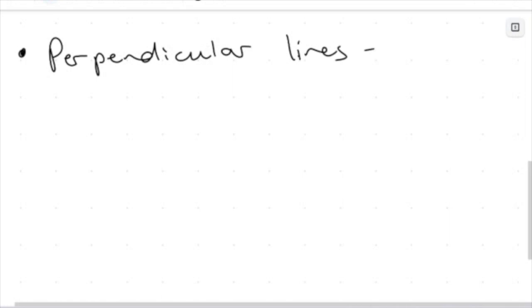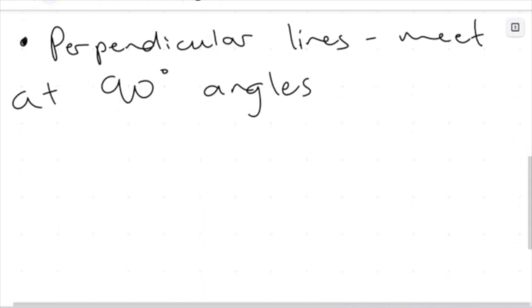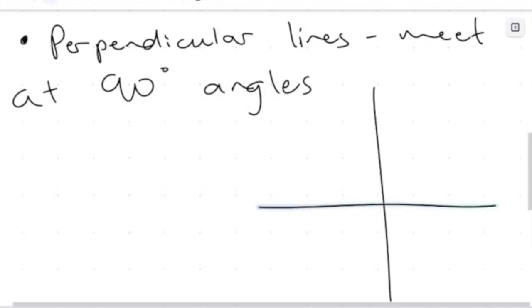So these lines meet at 90-degree angles. That is the main thing we want to get when we have perpendicular lines. So if I draw another grid here, another XY plane, for something to be perpendicular, for it to meet at 90 degrees, first of all, I'll ask you guys to think about this yourselves.